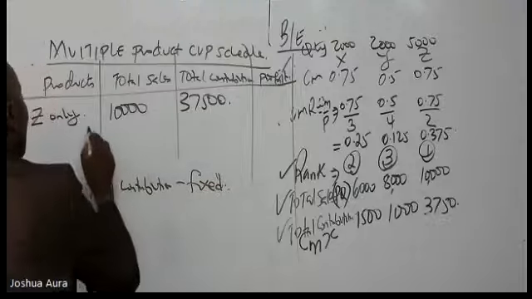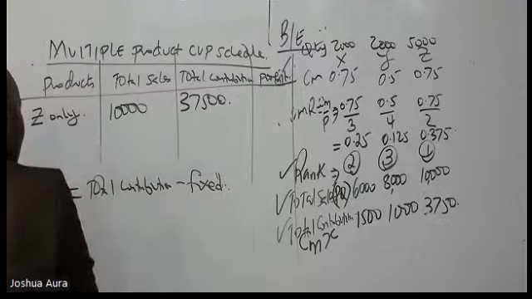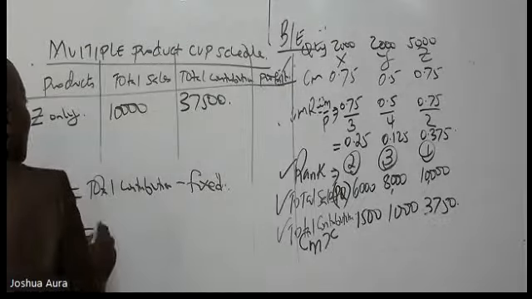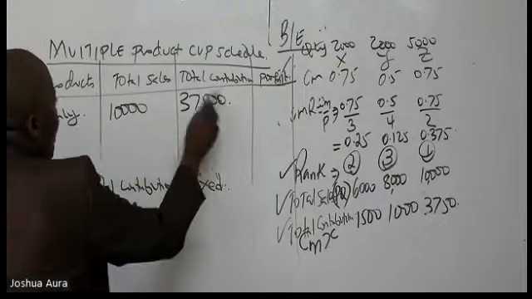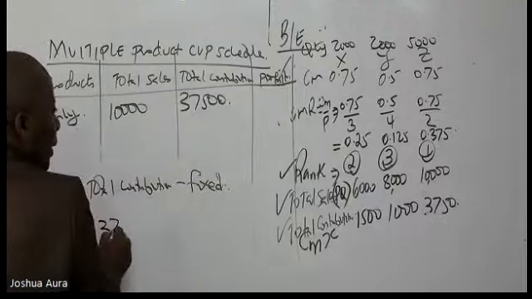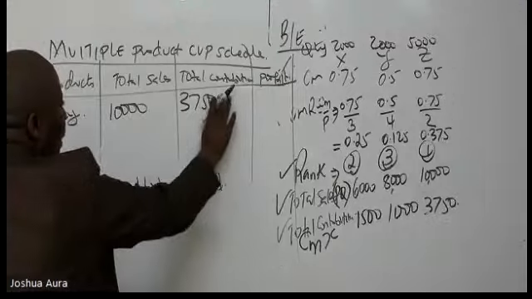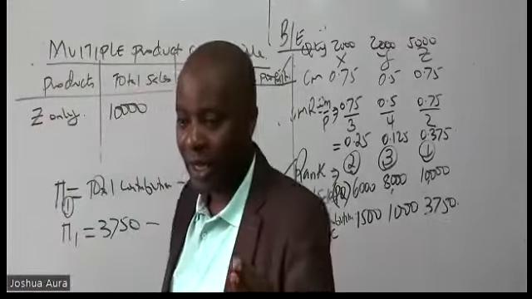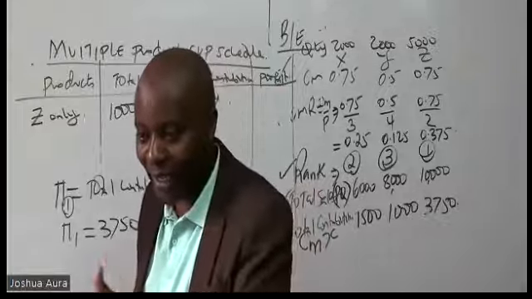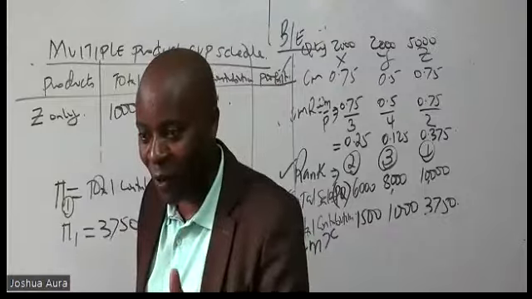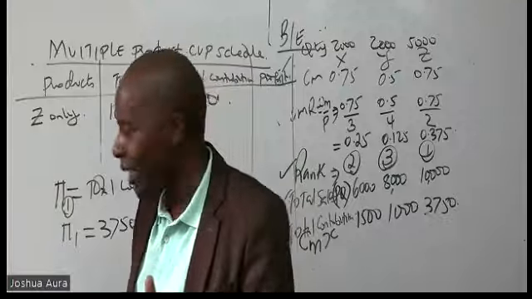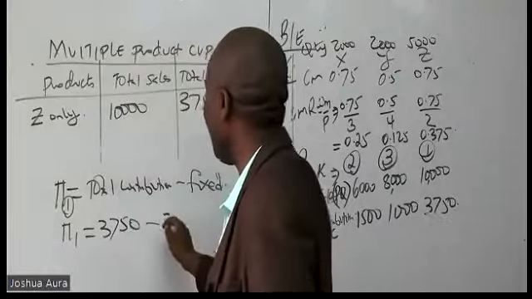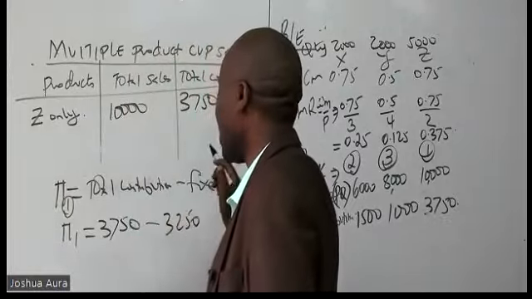So then in this particular case, the first working year, the first profit here, it will be total contribution, which is 3750 minus the firm's fixed cost. The firm's fixed cost, yes, I'm wrong there. The firm's fixed cost is 3250, isn't it?